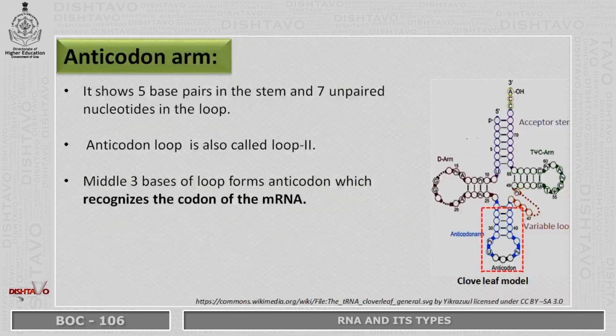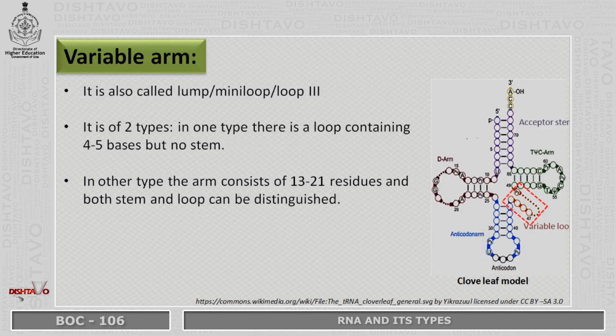Anticodon arm. It shows 5 base pairs in the stem and 7 unpaired nucleotides in the loop. Anticodon loop is also called loop 2. Middle 3 bases of the loop form the anticodon which recognizes the codon of the mRNA.